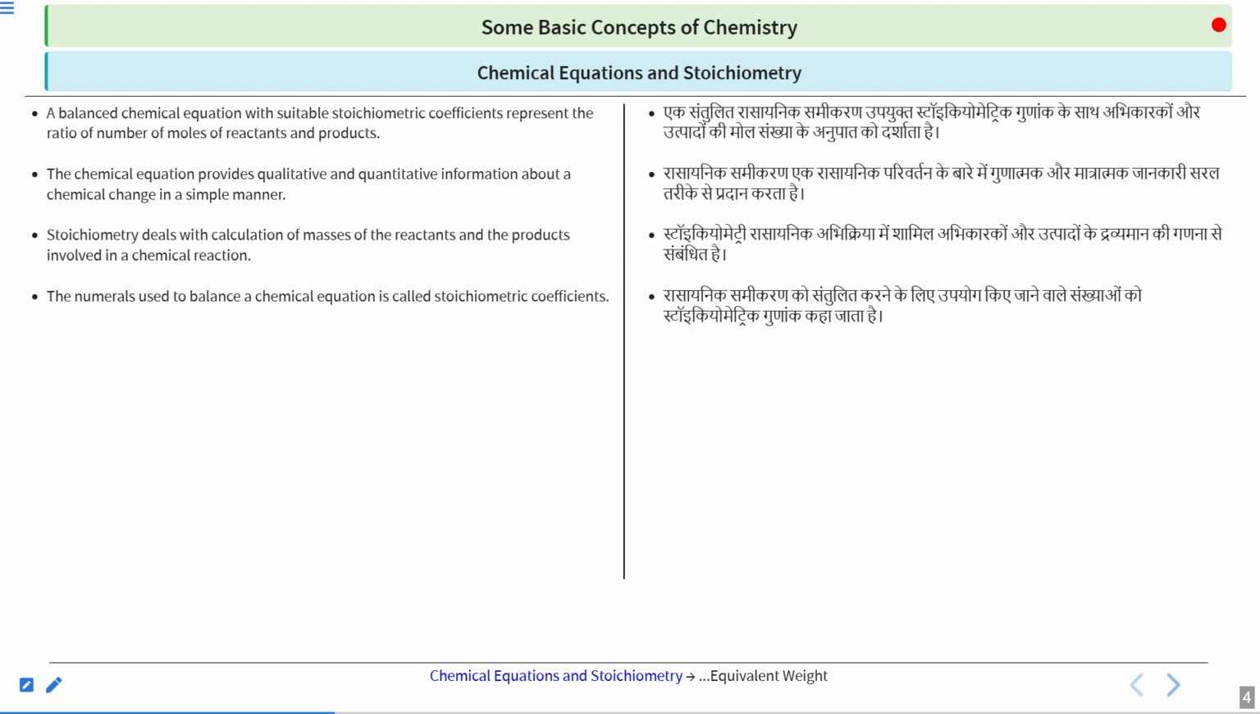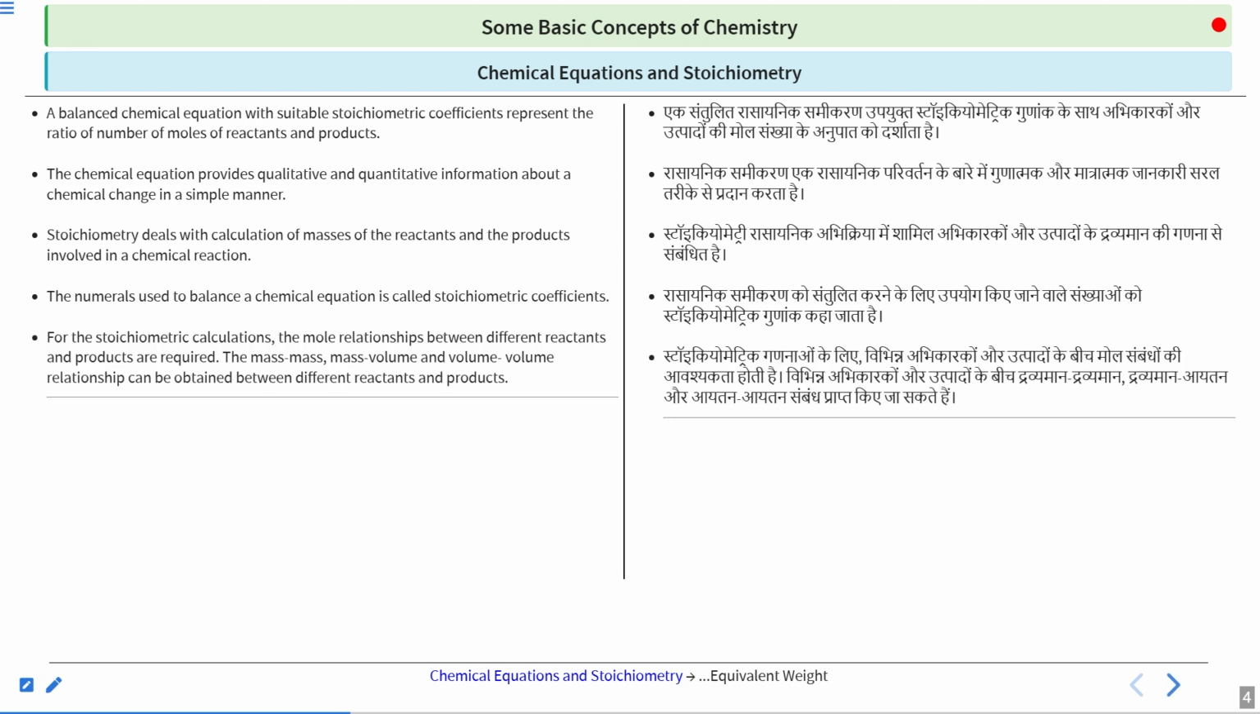So what is stoichiometric coefficient? They are basically the numbers that we put in front of the chemical species so that the chemical equation becomes balanced, and the number of molecules of reactant species equals the number of product molecule species. Clear? Okay. Now for the stoichiometric calculation, the mole relationship between the different reactants and products is required.